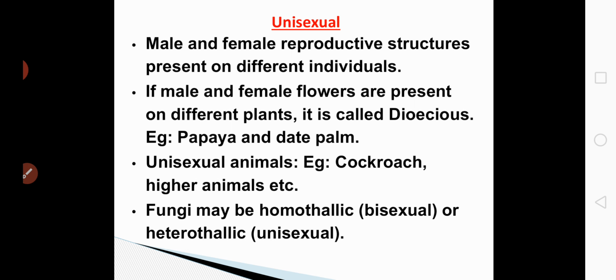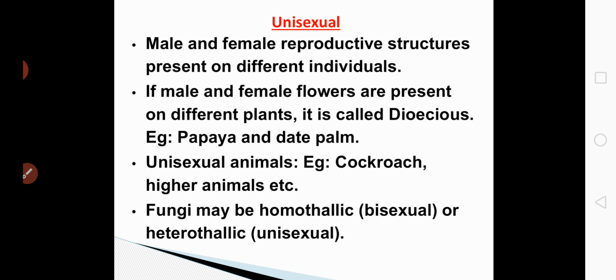And the next category is unisexual. The male and the female reproductive structures are present on different individuals. So bisexual means both the reproductive structures are present on the same individual. But in unisexual condition, the male and the female reproductive structures are present on two different individuals. If male and female flowers are present on different plants, then the plant is called dioecious.